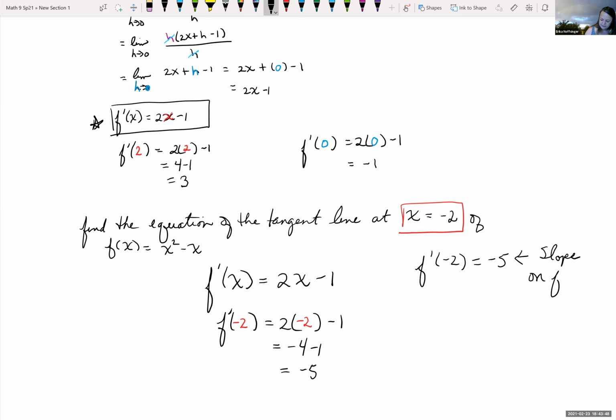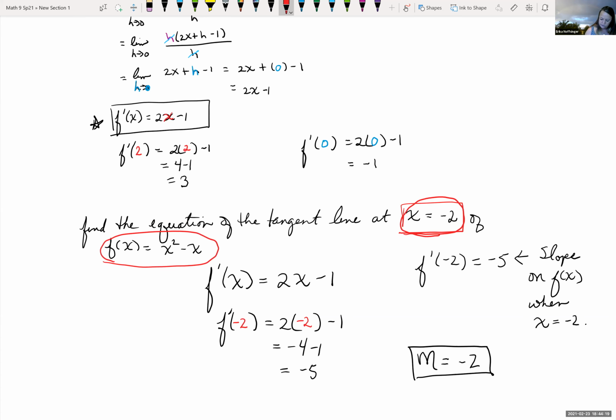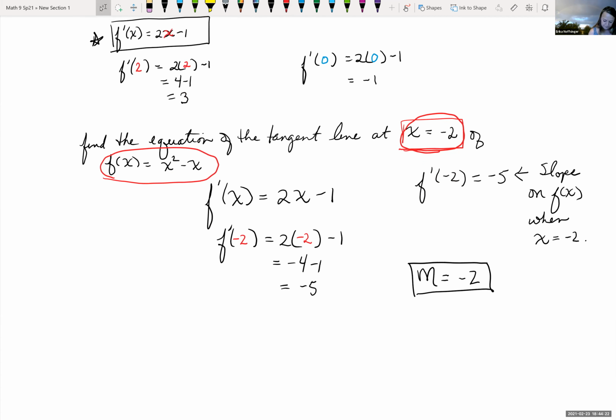And this is our slope on f of x, again, when x is negative 2. So I'm going to say our slope of our line is negative 5. We need that. And recall, in order to find the equation of a line, we needed two things. We needed a point and we needed a slope. So we have our slope. And to find our point, all we're going to do is plug our x value into our function to find our y value. And so we need to find the point on the line.